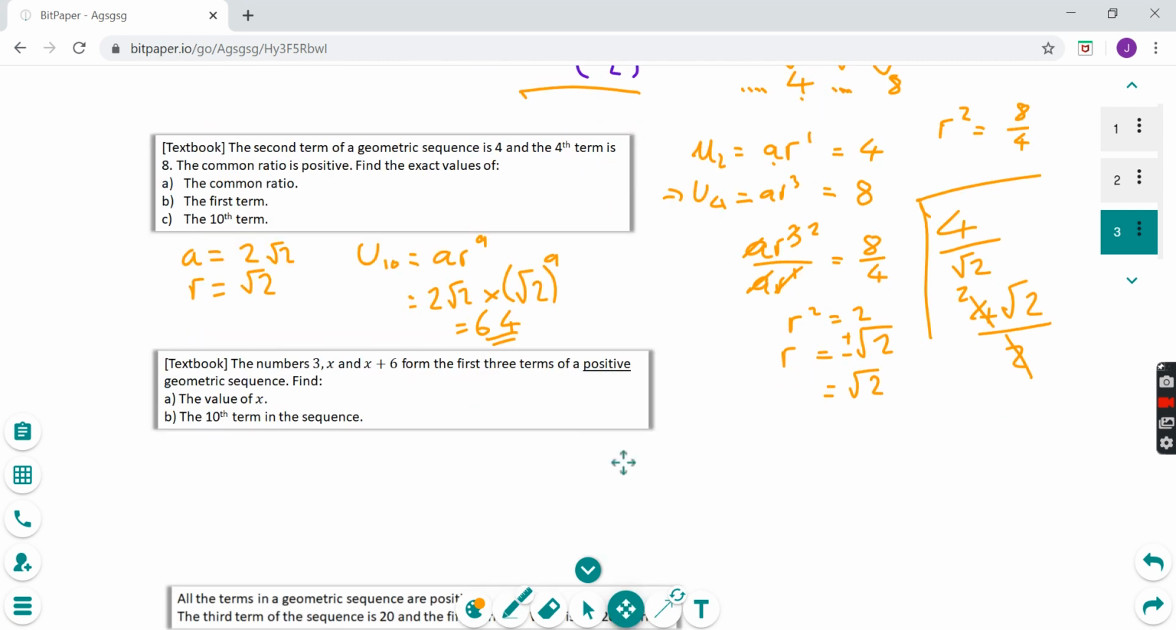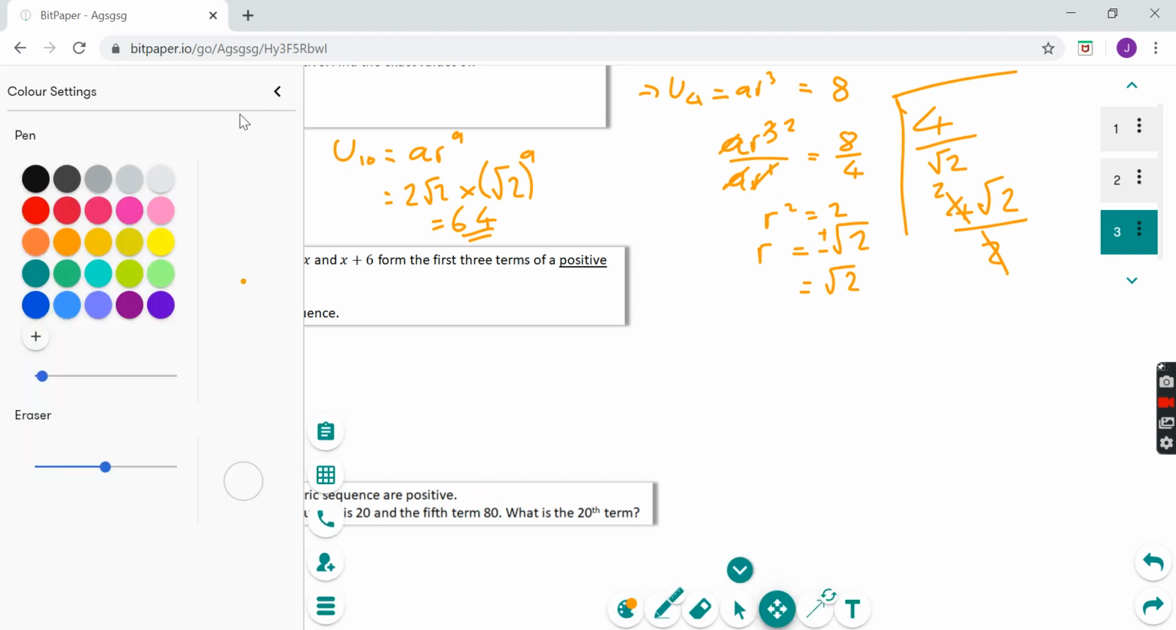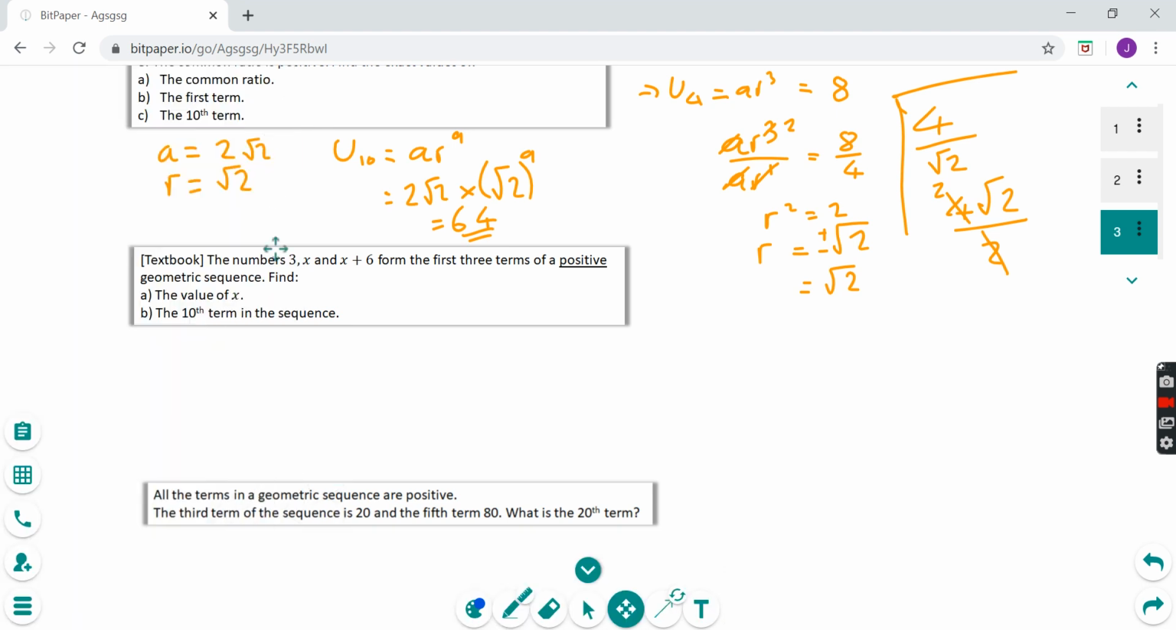Next question then. So a harder question. Let's have a look. The numbers 3x and x plus 6 form the first 3 terms of a positive geometric sequence. So let's do a different color pen. The first term, I'm just going to say the first term is 3 because that might be useful later.